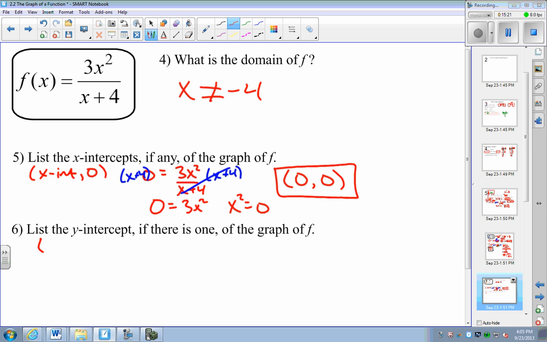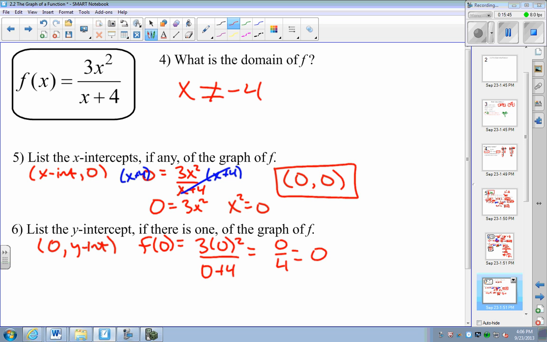Last piece, listing y-intercepts. So what do we know about y-intercepts? Well, the x value is 0, and then it's got the y-intercept. So this one should be pretty easy too. We're going to go plug in f of 0 and see what we get. So everywhere we see an x, throw a 0 in. X and y-intercept are the same thing, right at 0, 0.